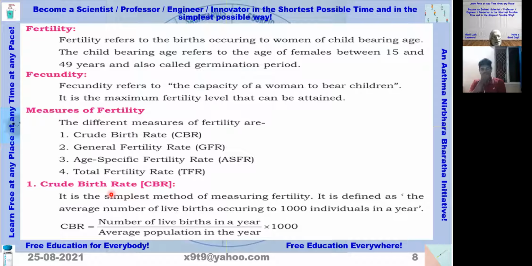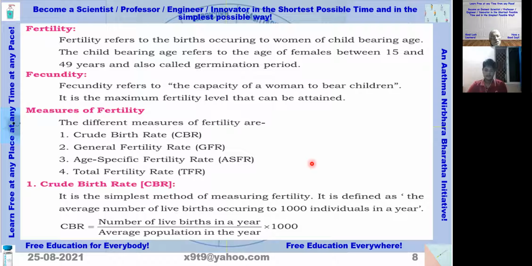CBR is crude birth rate. This is the simplest method of measuring fertility. It is defined as the average number of live births occurring for every 1000 individuals in a year. It is based on 1000 people. CBR is the crude birth rate, the simplest method of measuring fertility, defined as the average number of live births occurring to 1000 individuals in a year.